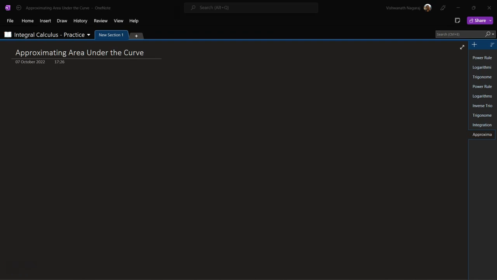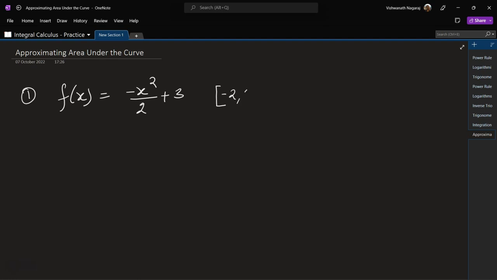Approximating area under the curve. Let's say we are given a function f of x is equal to minus x square by 2 plus 3. And what we have to figure out is the area under the curve from minus 2 to 2.